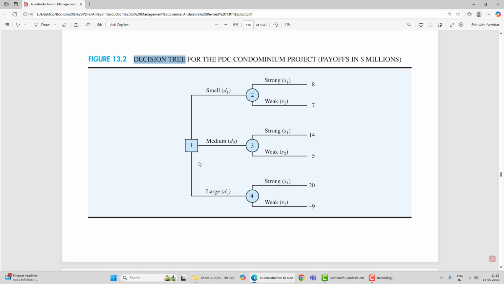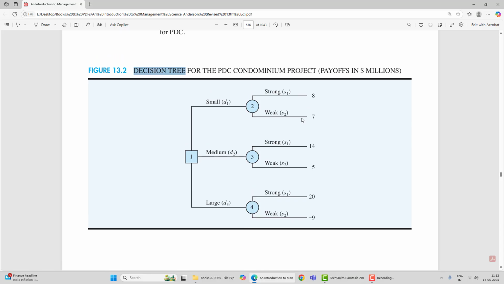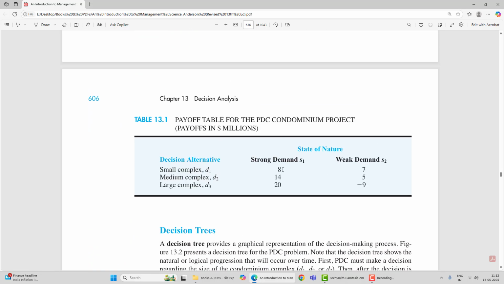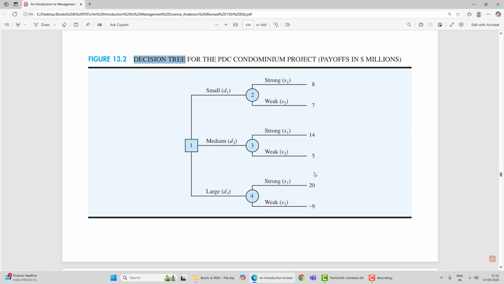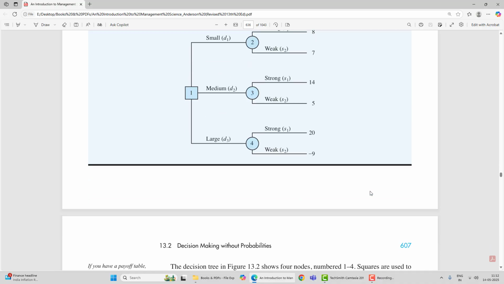And the payoffs in each combination, which we get from this table, 8, 7, 14, 5, 20, -9, are written here. Because when the company makes the decision to go for a small complex and the demand is strong, they are going to get 8 million. But if they go for a large complex and the demand is strong, they are going to get a $20 million payoff.